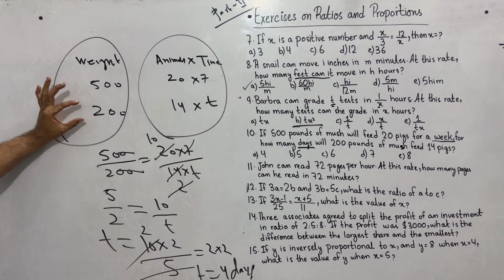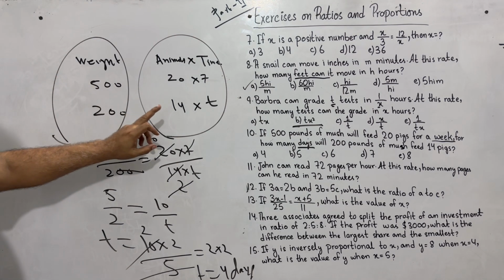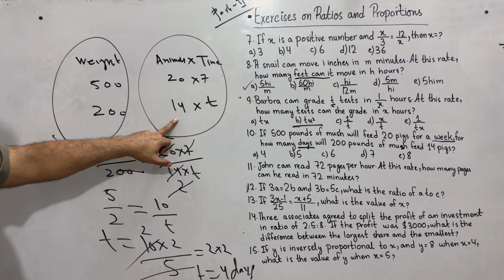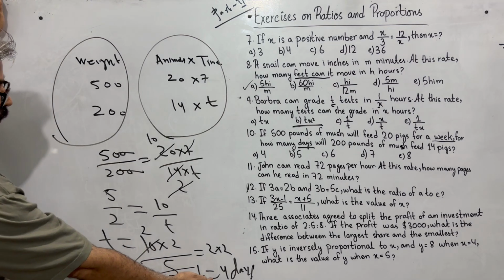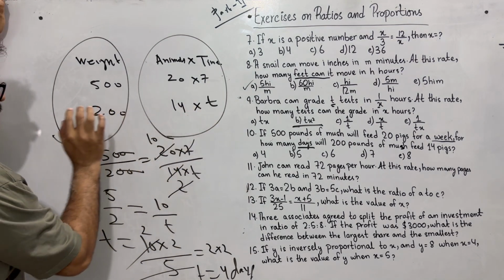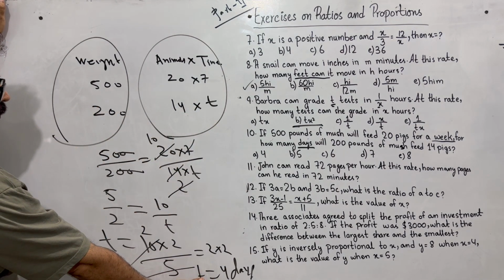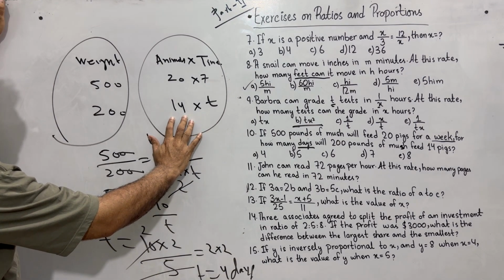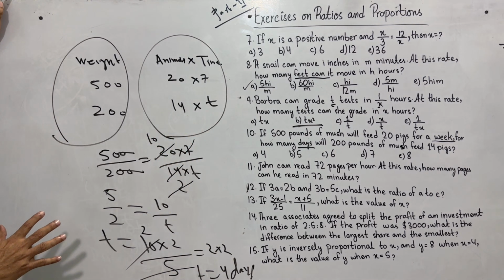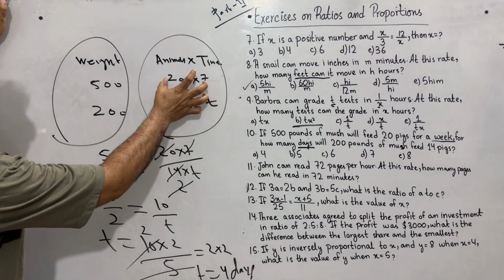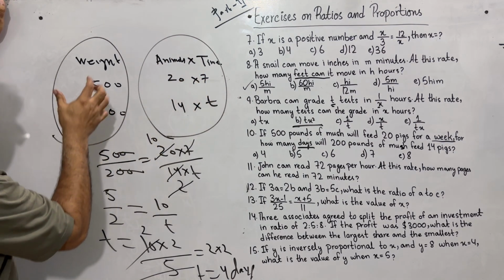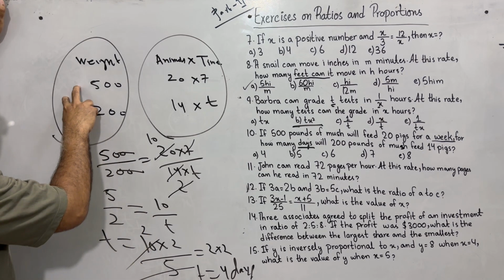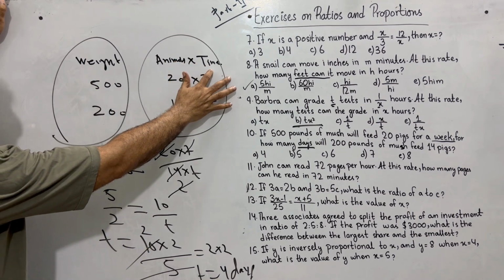So 200 pounds is enough for 14 animals for 4 days. Or 200 pounds last 4 days for 14 animals. What I have done here, I have merged them together. Animals and time, I have merged them. So I have made a direct ratio. This is weight, this is animals time.